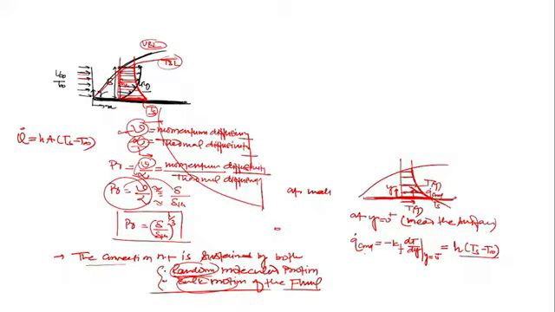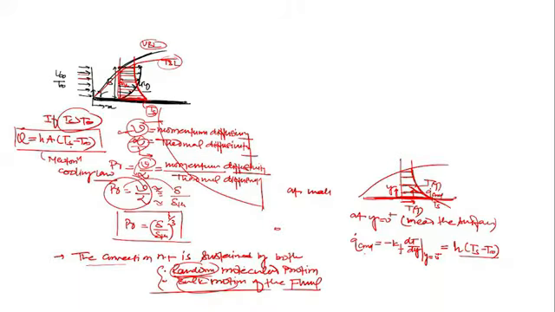Why Ts? Surface temperature. T infinity is the bulk fluid temperature. Now, heat transfer is from Ts to T infinity if Ts is more than T infinity, and if T infinity is more than Ts, then the reverse is the driving force. Clear? This is what is called Newton's cooling law.